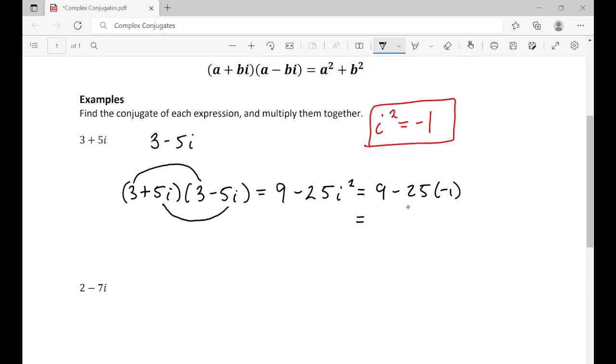And now I can simplify down. 9 and then negative 25 times negative 1 is going to give me positive 25. And then I just combine these together and I'm going to get 34. And that's my answer for this one.